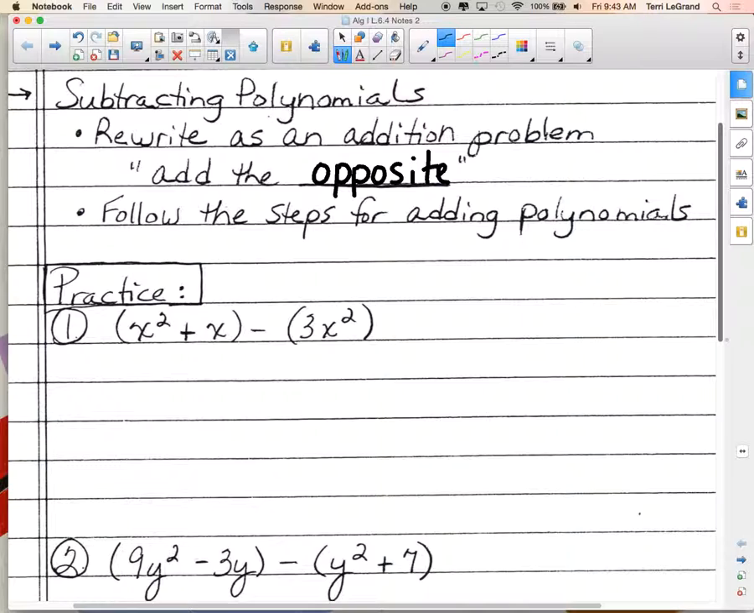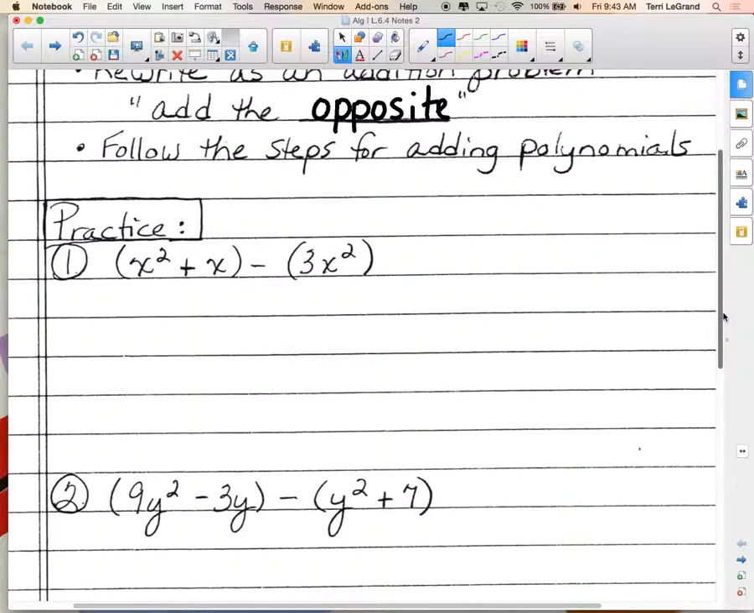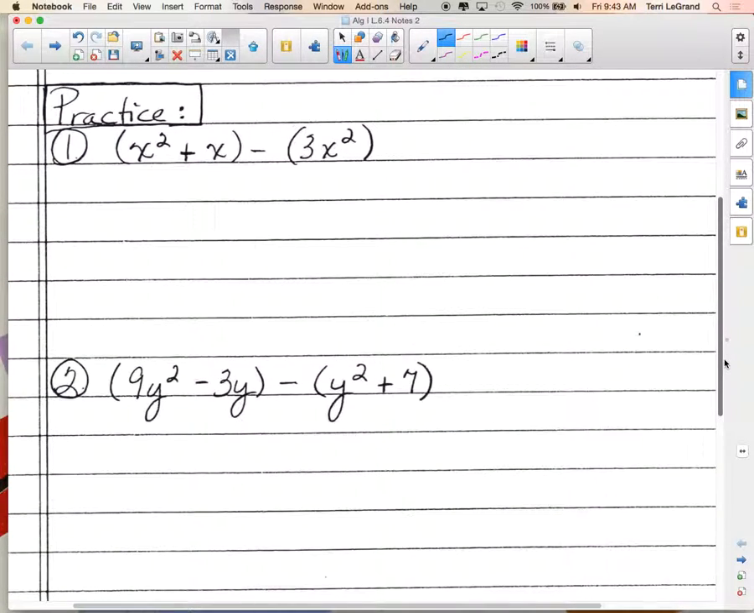Okay? Not just the first term of it, but if it's more than a monomial, then every term of that polynomial has to change to its opposite. And then we can just follow the steps we did yesterday for adding polynomials. So let's just dive right into practice here.